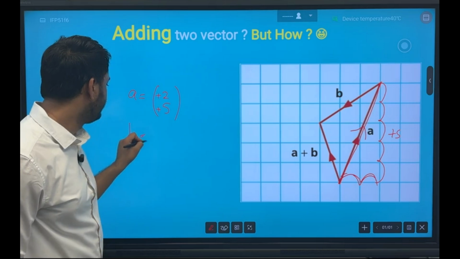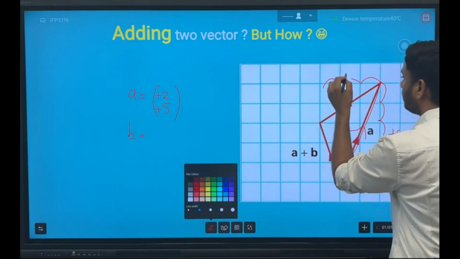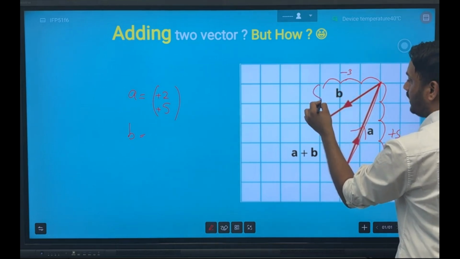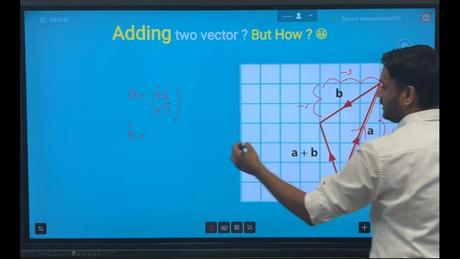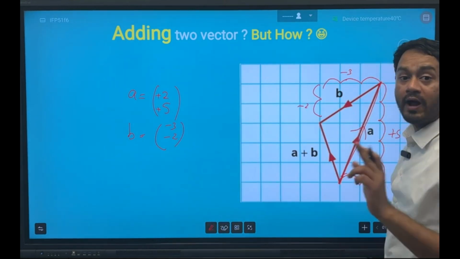For the b vector, now the b vector is going 1, 2, and 3. It's negative 3 here, and 1, 2, it is negative 2 here. So I'll write negative 3, negative 2. Right? Now you need to add these two vectors.